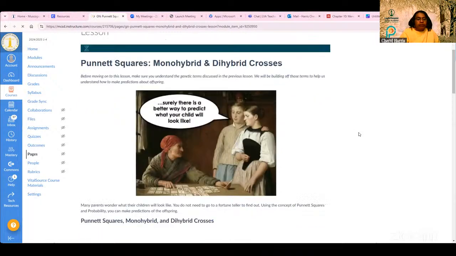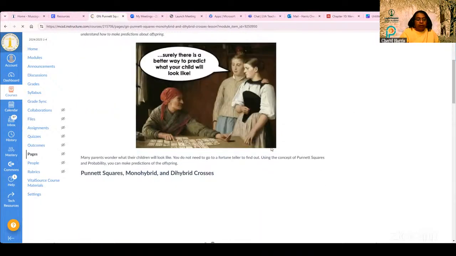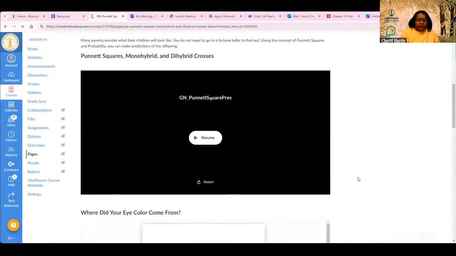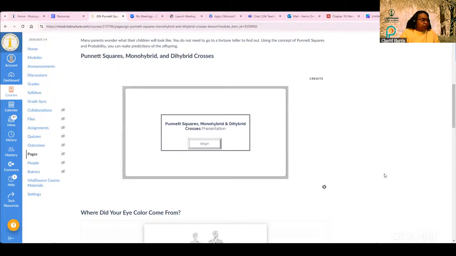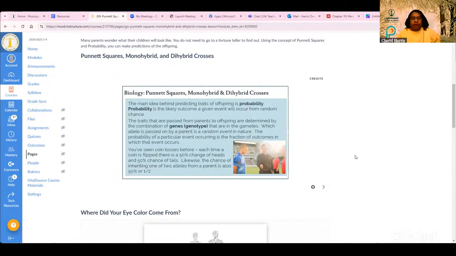All right, so what you need to remember about doing a cross is that we are predicting possibilities. It is possible that this egg and this sperm, which has these genes, are going to combine to produce these offspring. All right, so let's go through.